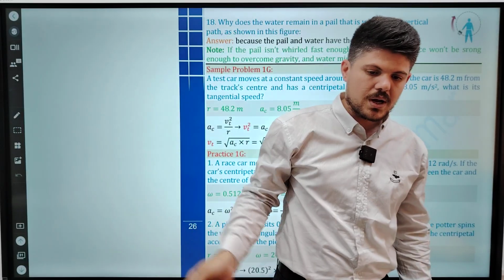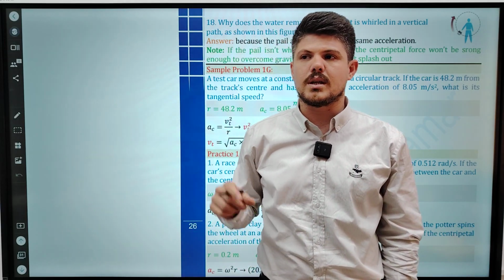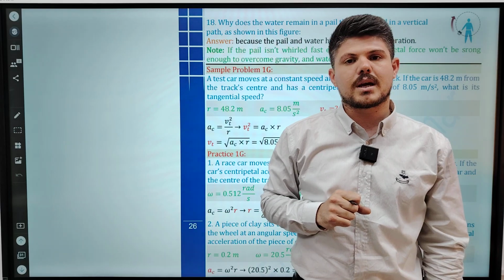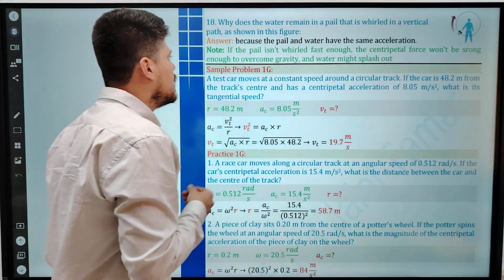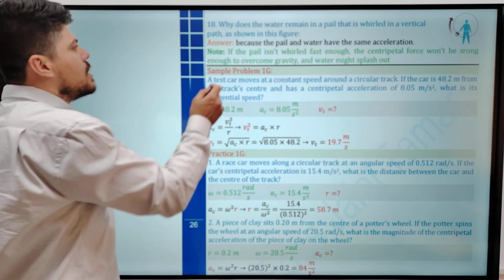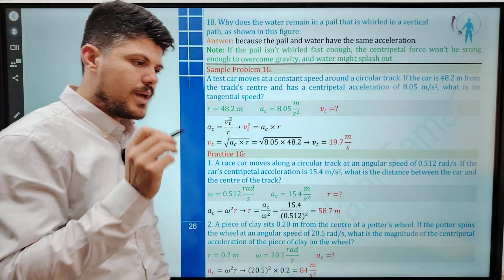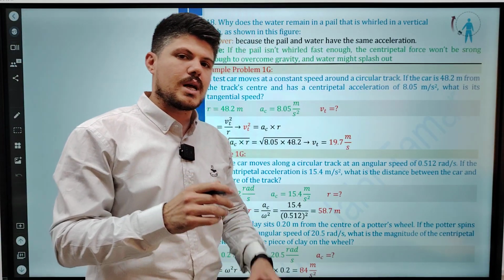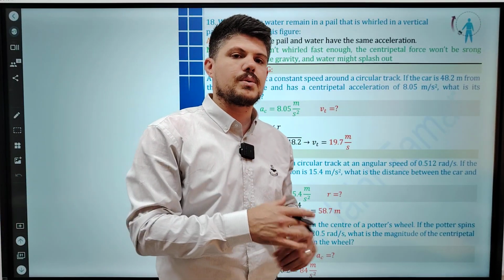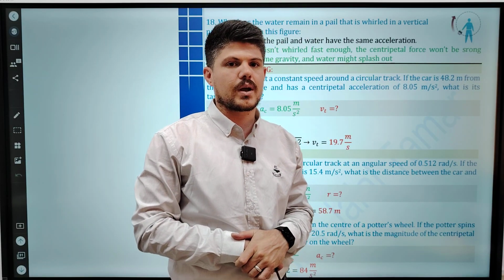For example, if you have a pail of water and reel it in a circular path, the water remains in the pail even when the pail becomes upside down. What is the reason? Actually, the reason is because of the inertia and the acceleration. Because the pail and the water have the same acceleration, and the inertia pushes the pail into the direction of the tangent of the circular path. So that is why the water remains in the pail.